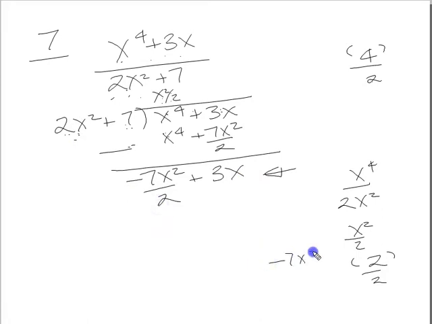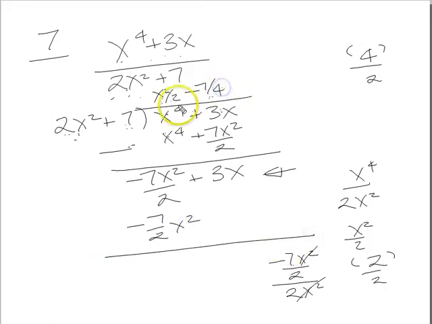So minus 7x squared over 2, and divide that by 2x squared. How many of these go into that? Well, you can see it's minus 7 over 4. So we put minus 7 over 4 there, and then we times through this number through all the terms that are here. So minus 7 over 4 times 2x squared is minus 7 over 2 x squared. Same, that's why we're doing it. And then minus 7 over 4 times plus 7 is minus 49 over 4.